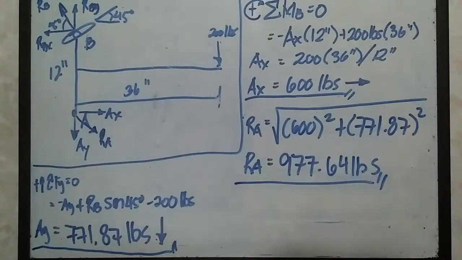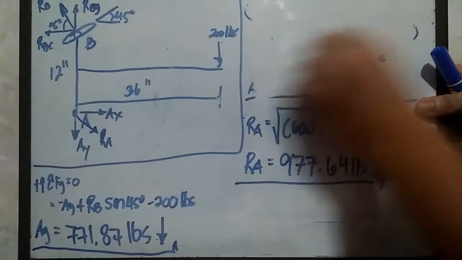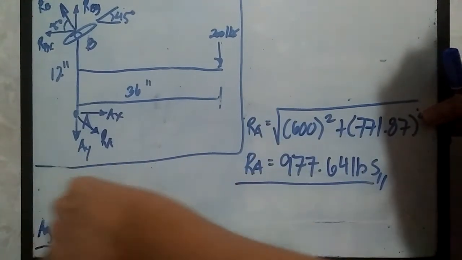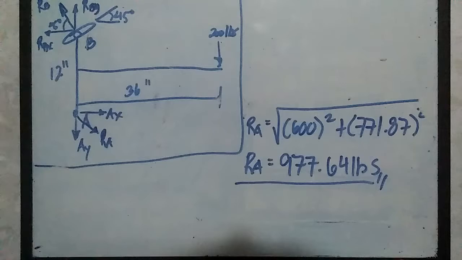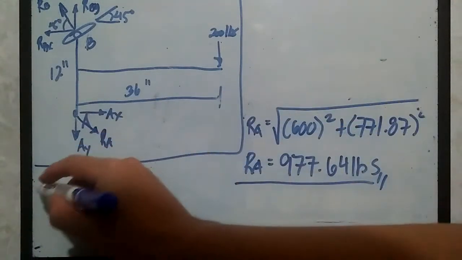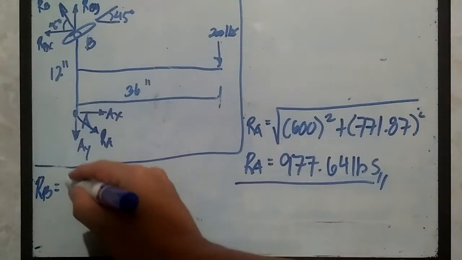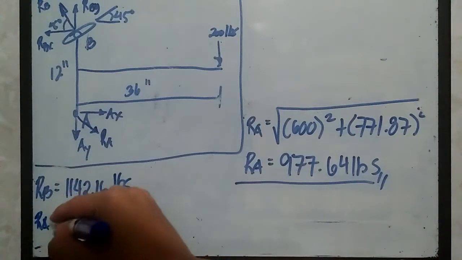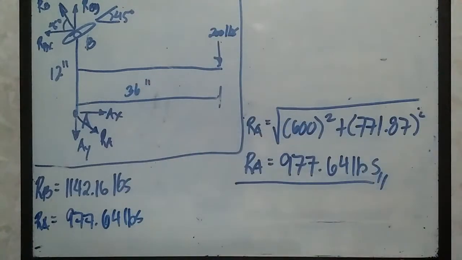And obviously, we are not going to stop at that point. Let's remove some of these so that we can have some space in order to solve for the shear stresses. This is just a simple problem. R sub B, I'm just going to write it here. From our solution just recently, R sub B is equal to 1142.16 pounds, and for R sub A, that is 977.64 pounds. So those are the reactions for both pin A and B.